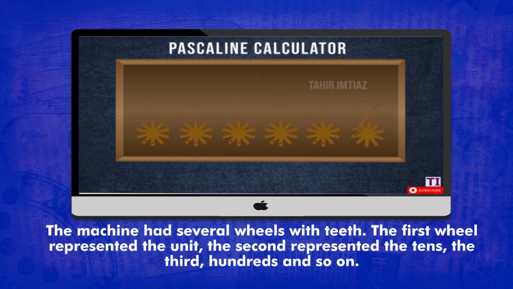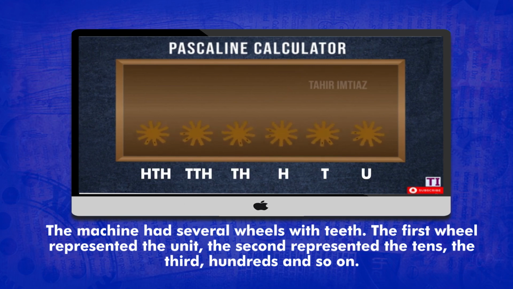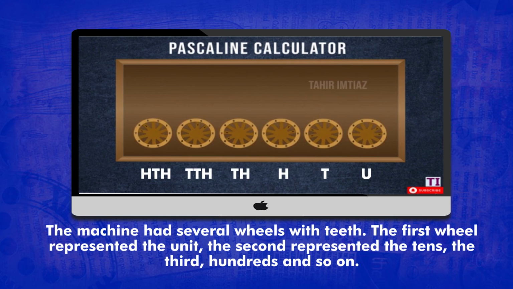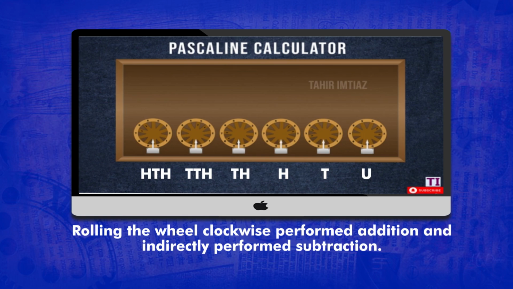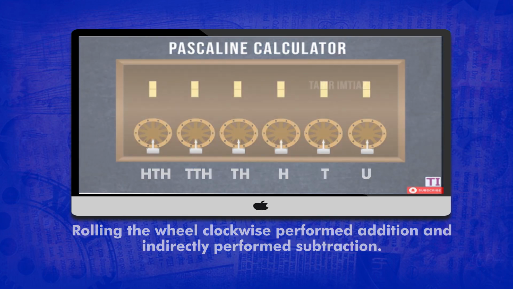The machine had several wheels with teeth. The first wheel represented the units, the second represented the tens, the third hundreds, and so on. Rolling the wheel clockwise performed addition and indirectly performed subtraction.